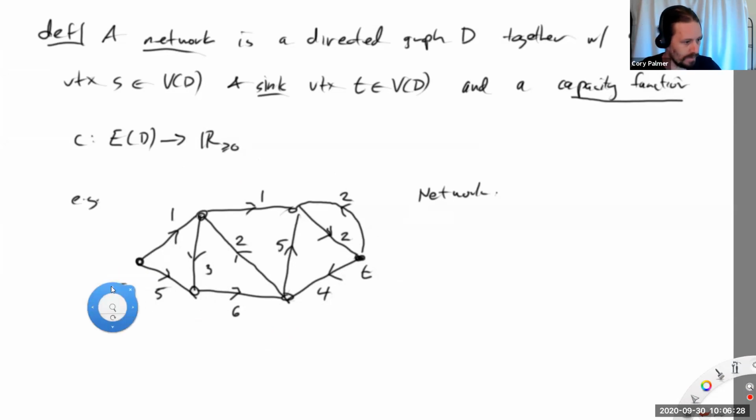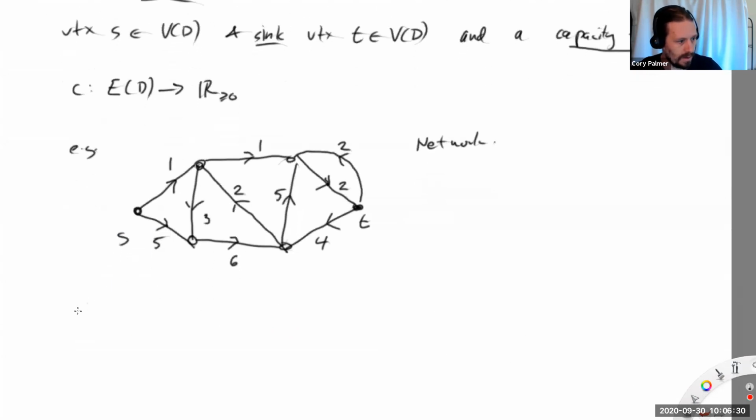Okay, so I'm going to put this in red. So a flow in network D. Okay, so slight abuse of notation. A network is not just a digraph. It's a digraph with two special vertices and a capacity function. But usually when we talk about a network, we just refer to the associated digraph. But keep in mind, very formally, what is a network? It's a quadruple, right? It's D, S, T, C, right?